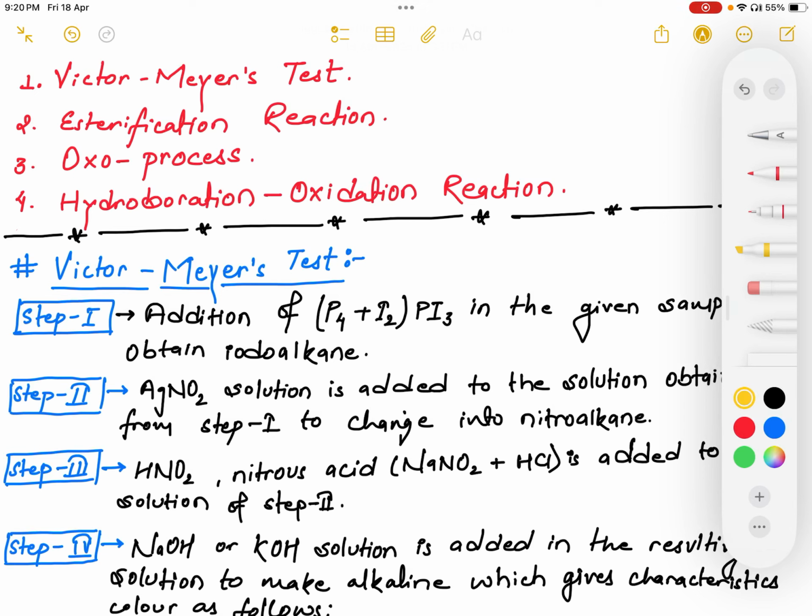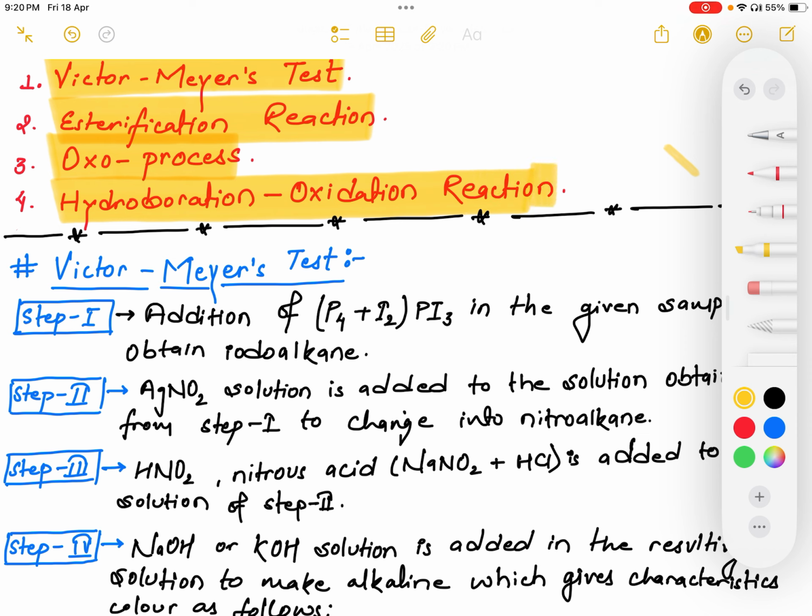So in today's video, we'll be dealing with some of the important reactions of alcohol. The very first one we have is the Victor-Meyer test, which is the most asked question from alcohol. Next you have the esterification reaction. Basically, an example has been asked along with its short explanation. Then the Oxo-process, which is again a most asked question, and the hydroboration technique for the preparation of alcohol is also one of the most asked questions. So let's move on.